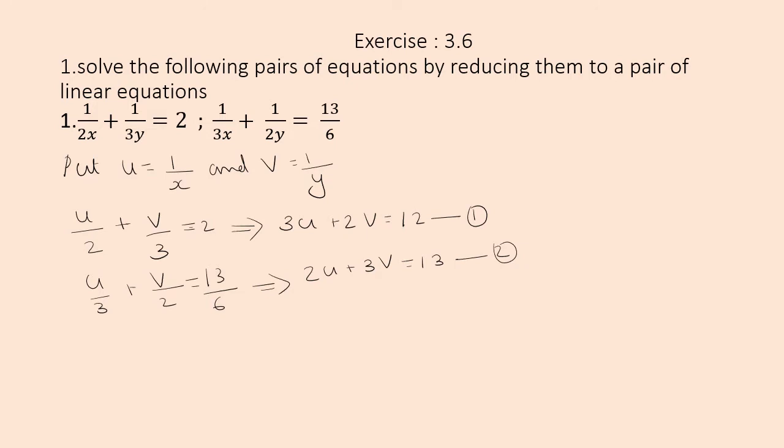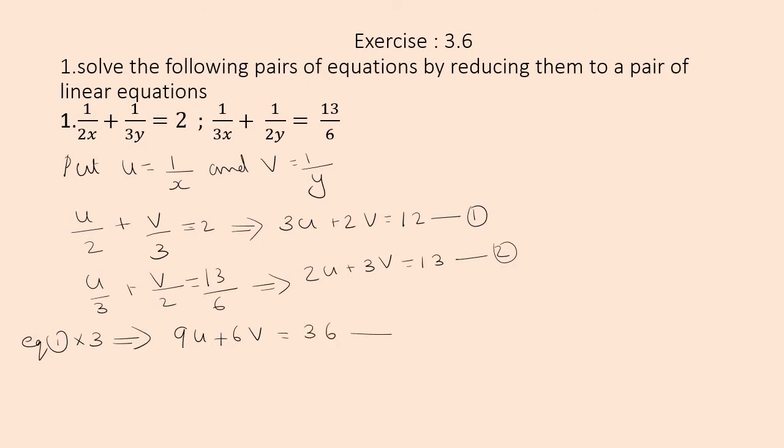I am solving by the elimination method, so I have to eliminate one of the variables. I am going to eliminate v. So I have to multiply equation 1 by the coefficient of v in the second equation. That is, equation 1 multiplied by 3 gives 9u plus 6v equal to 36.